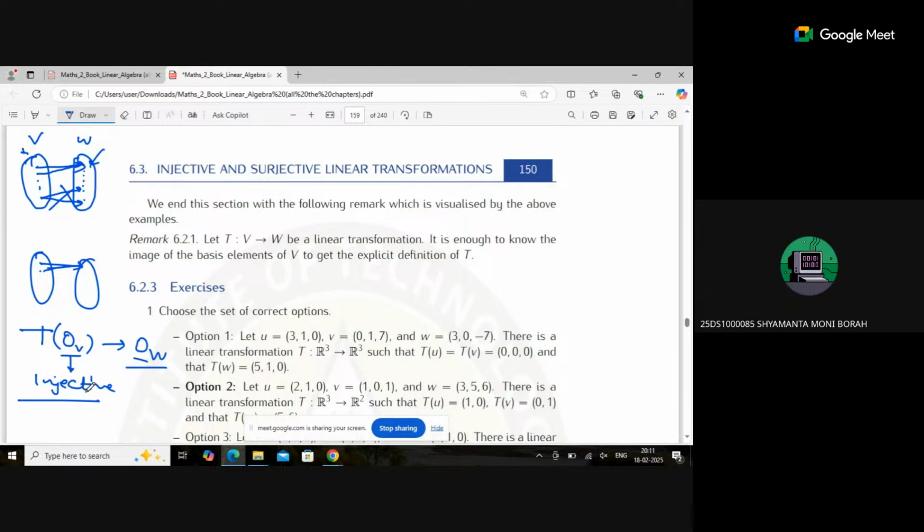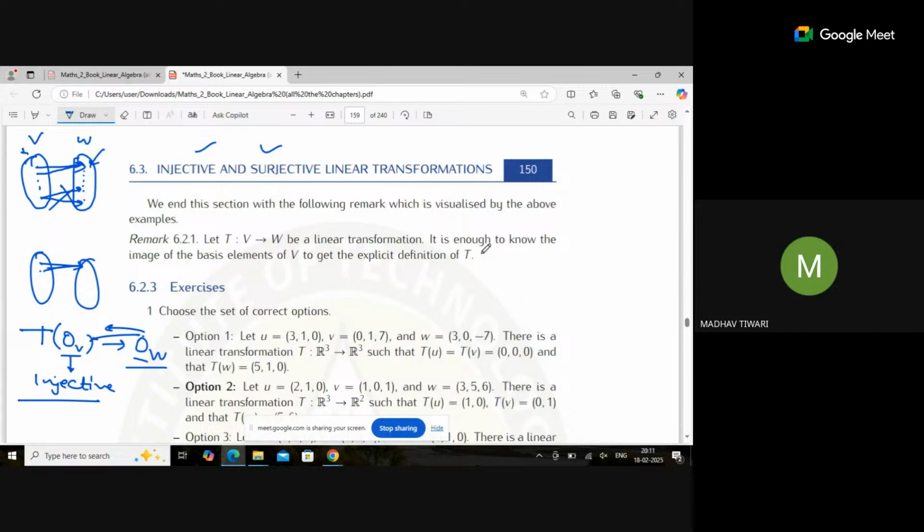Sir, if a point has two pre-images, then it won't be considered a linear transformation, right? If a point in W has two pre-images, we can say that it is not injective. But it can still be a linear transformation, just not injective. Injectivity and surjectivity are two separate properties of linear transformations, you can say.